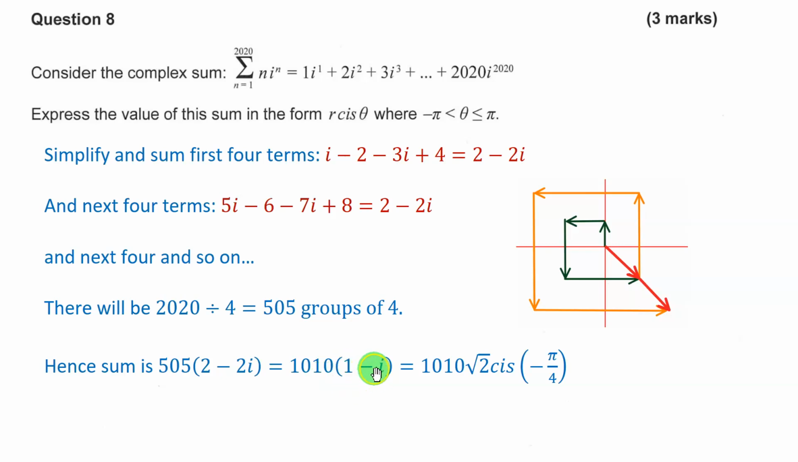This, of course, is root 2 cis minus pi by 4. And so there we are. We end up with a solution.